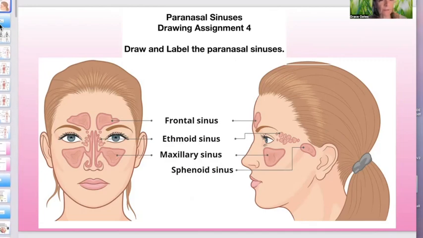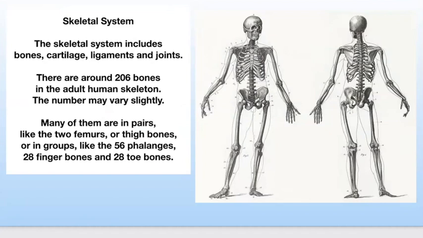Okay, let's talk about the skeletal system in general. It includes the axial skeleton and the appendicular skeleton. So the skeletal system includes bones, cartilage, ligaments, and joints. There are around 206 bones in the adult human skeleton. The number may vary slightly. There are some little bones that sometimes develop in people that change the number. We'll talk a little bit about those in the next lecture.